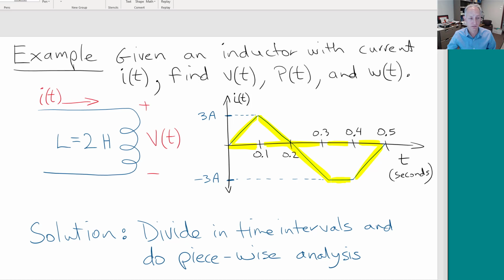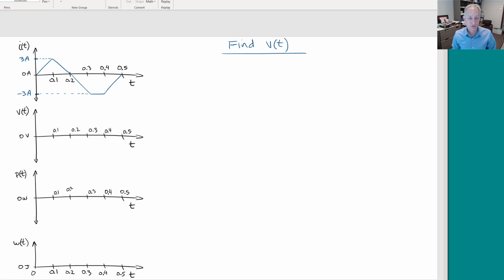Now let's start our analysis. I've redrawn that current waveform, which is given to us by the problem statement, and what we're going to do is find v of t, and plot it down here. I've also shown the plots for p of t and energy. We're going to be working on that later. So let's get started with finding v of t, the voltage across that inductor.